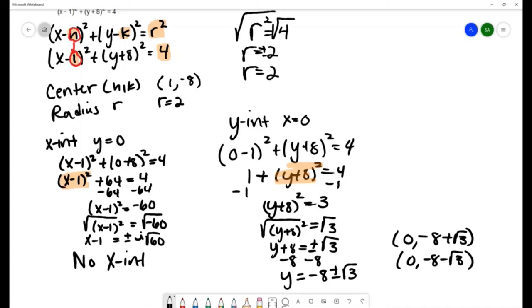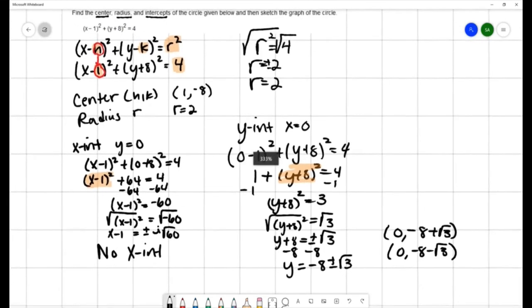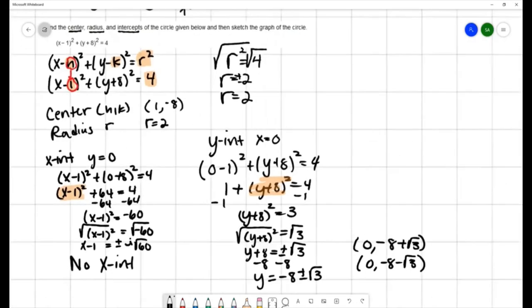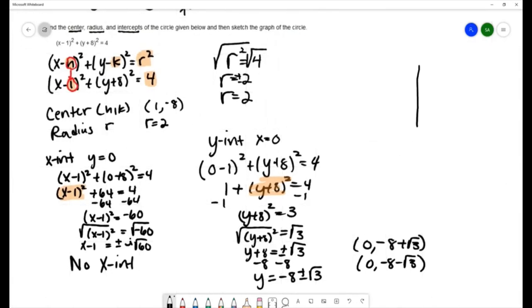So the final thing we want to do with this example is to graph our circle. To graph our circle, I'm going to plot the center. We found the center to be at (1, -8). So here's the center of the circle. And then we're going to use the value of the radius. The radius is 2 for this example.